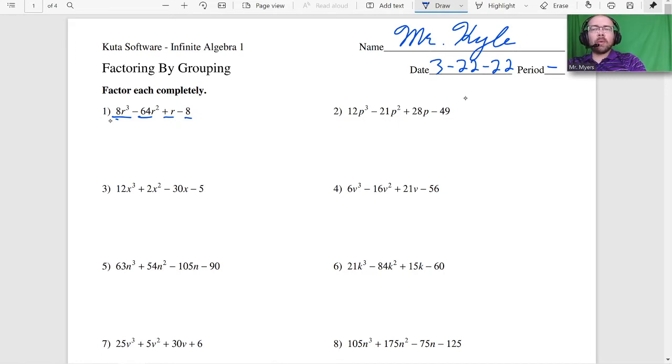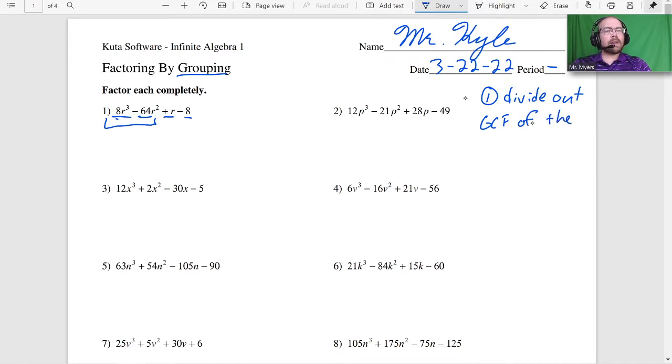Right, so we're jumping into number 1 here. We want to take the first two things and group them. So what we want to do is take out the greatest common factor of these two things, just the first two things, right? So step 1 is to divide out the GCF of the first two things, right?